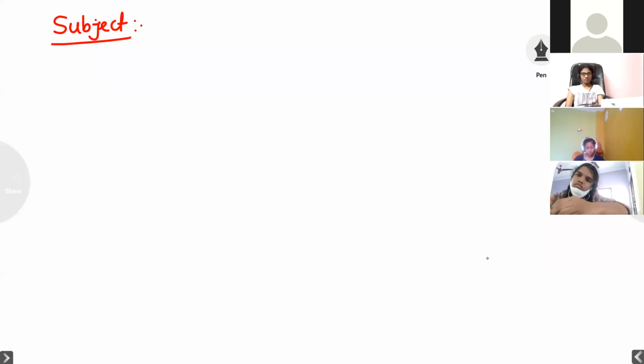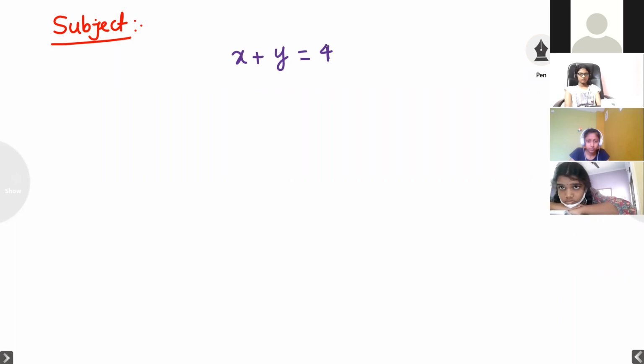Subject. Firstly, I want to explain this concept, then I will give proper statements and the definition. Listen carefully, everyone. Suppose I am writing x plus y is equal to 4. I have written here x plus y is equal to 4. I am asking, make x as a subject.